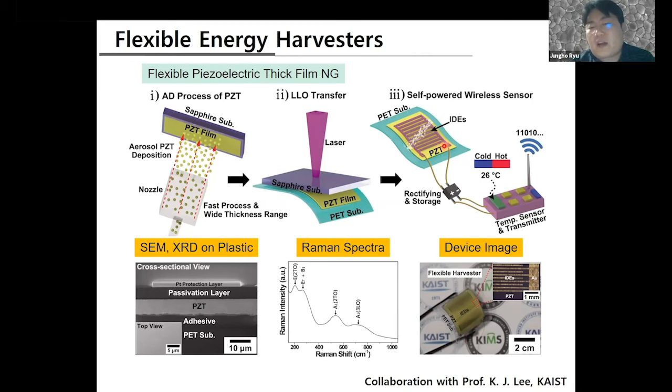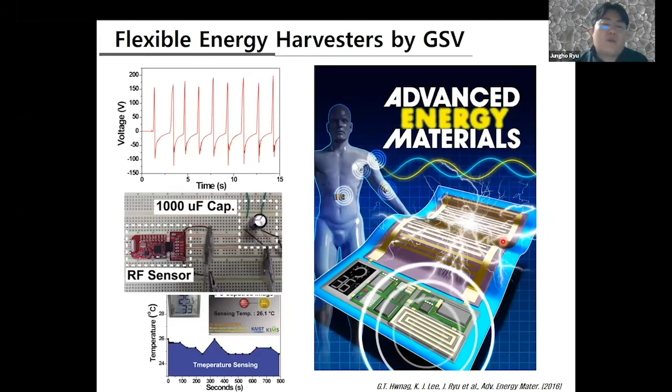By bending motion, this device can generate electric voltage, and we can rectify it and save it to the capacitor, and we can operate wireless sensors like Professor Isaku Kanno did. This is one example. By folding the harvester, it generates more than 100 volt peak, and then we can save it to the supercapacitor and send the power to the wireless sensor that can monitor real-time temperature and environmental conditions. So it is possible to use this for energy harvesters.